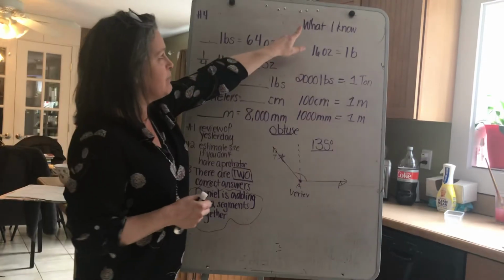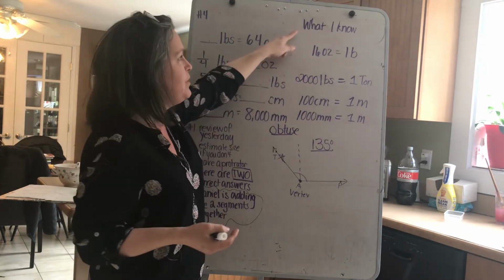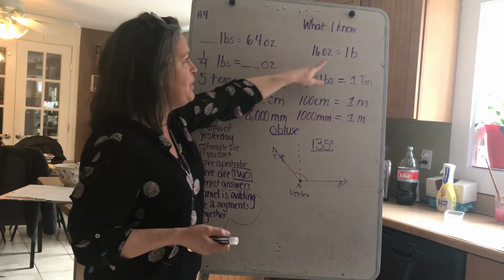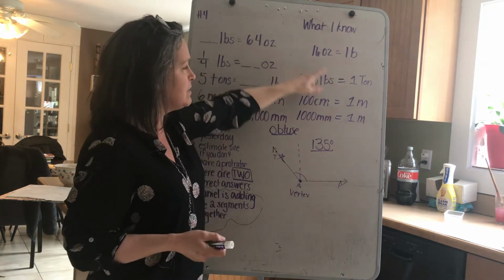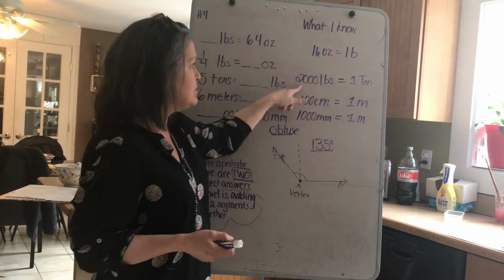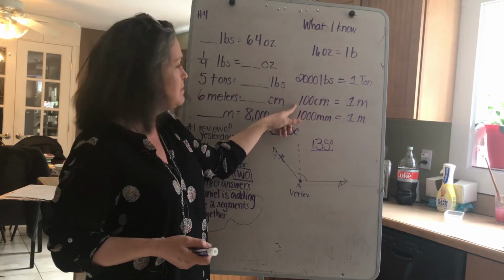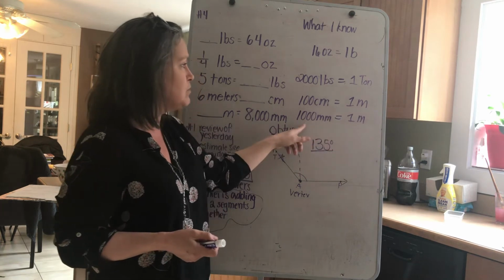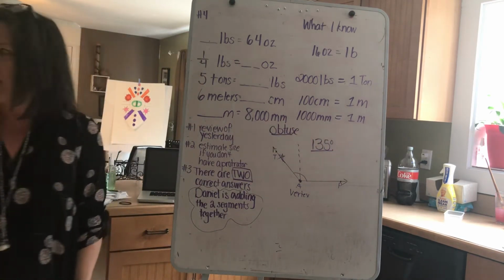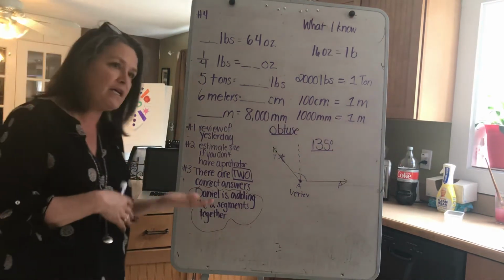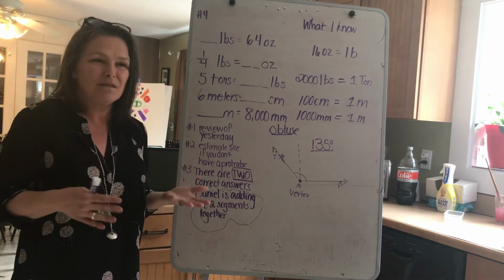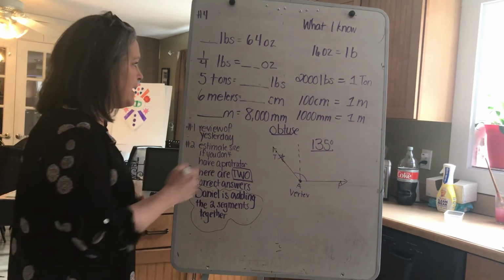So what I did is I wrote down, what do we already know? We know things about conversions, right? We know 1 pound equals 16 ounces. We know 1 ton equals 2,000 pounds. We know 1 meter equals 100 centimeters, and we know 1 meter equals 1,000 millimeters. So usually when we're multiplying by tens, hundreds, thousands, it's quick, it's easy, it's mental math. So we're going to start off with that.